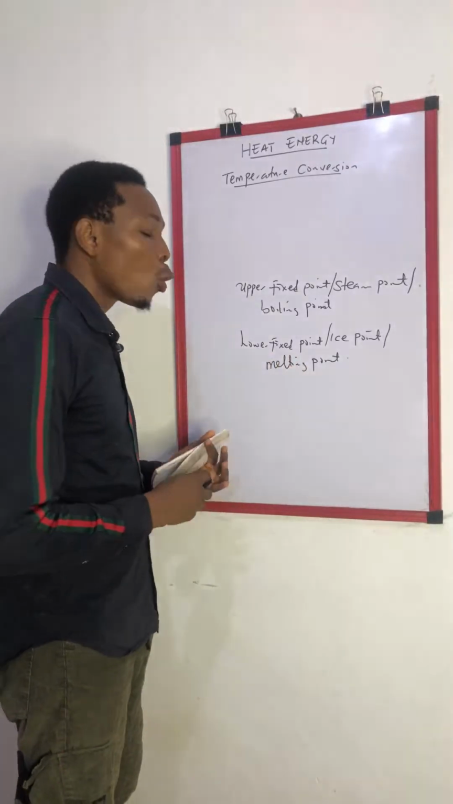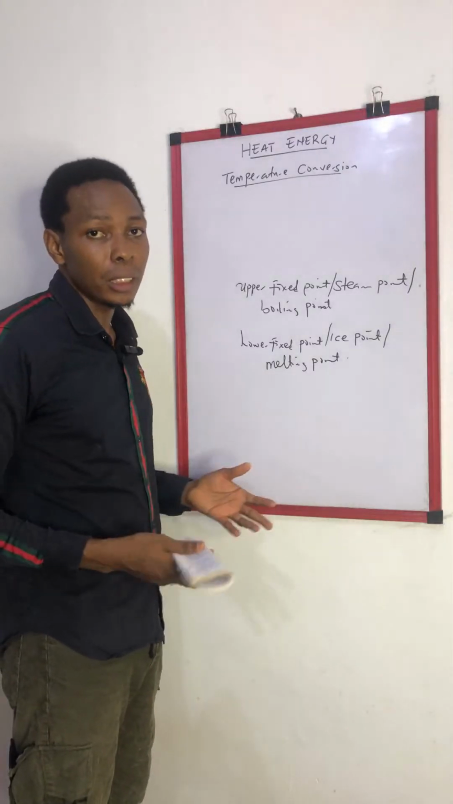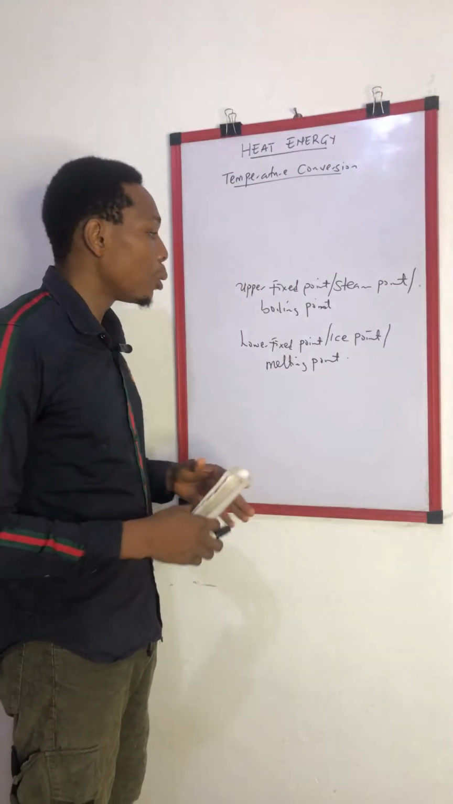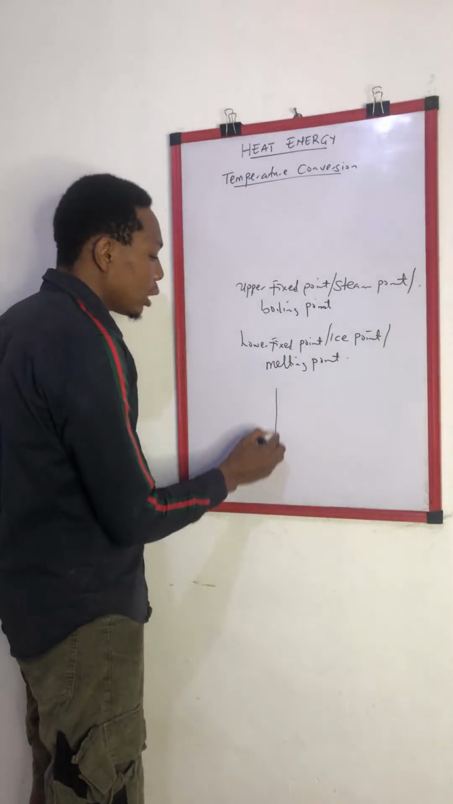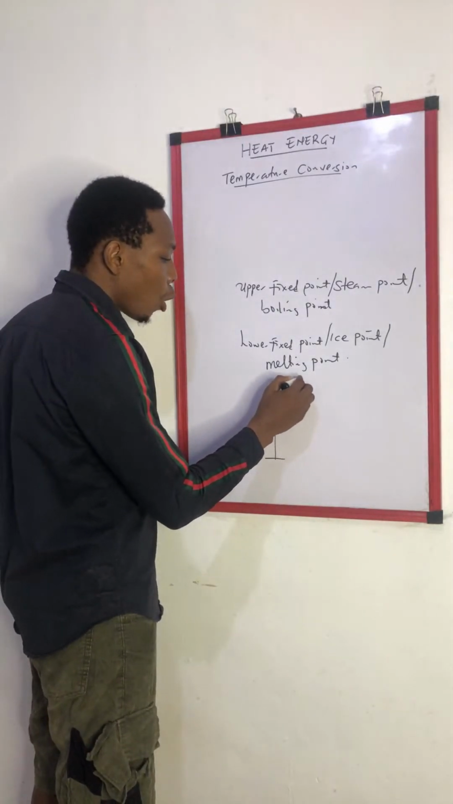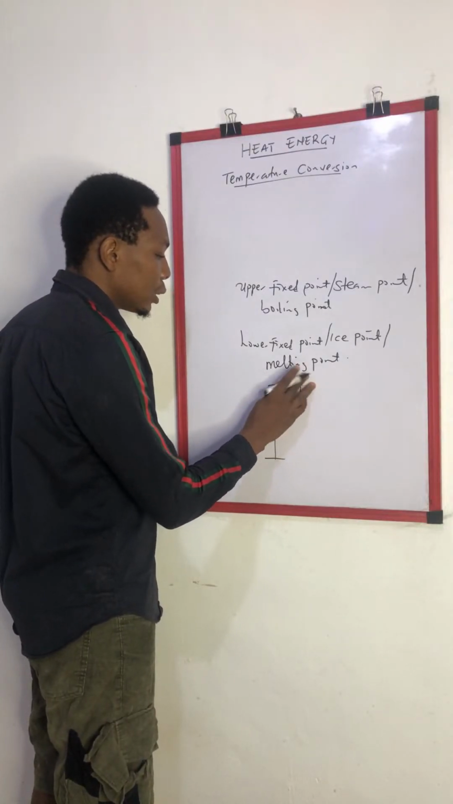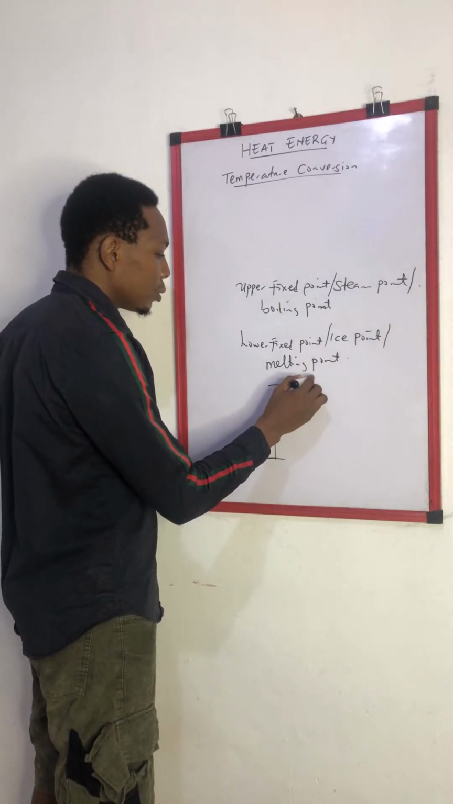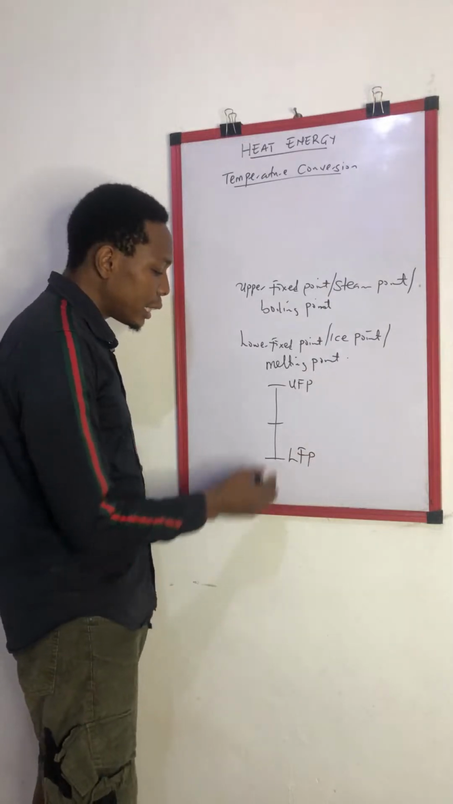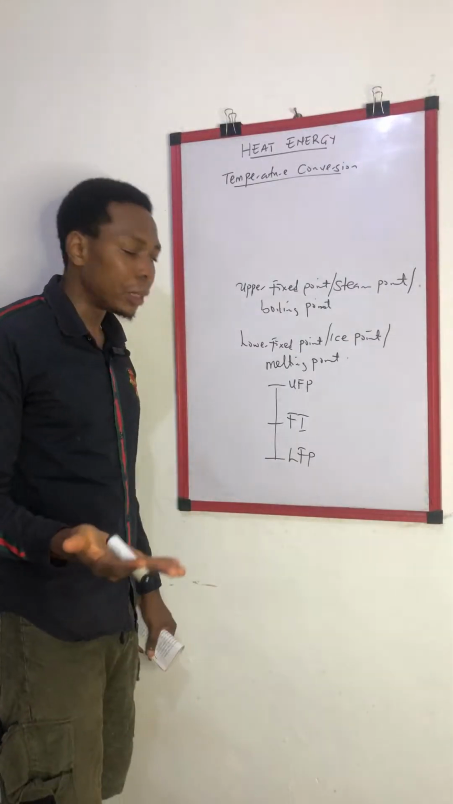millimeter mercury. The fundamental interval is the temperature difference between the upper and the lower fixed point of a thermometer. So if you have a thermometer scale, this very place is known as your upper fixed point, then the lower part is known as the lower fixed point, and this very place here is known as the fundamental interval of a thermometer.